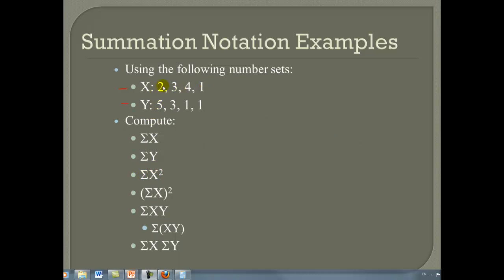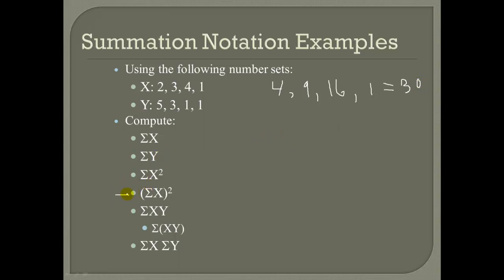Which would give us, okay, 2 times 2 equals 4, 3 times 3 equals 9, 4 times 4 equals 16, and 1 times 1 obviously equals 1. You can see I wrote these out here: 4, 9, 16, 1. That's the square of each of these values. And so we got the square. Now we sum them. So 4 plus 9 plus 16 plus 1 equals 30. Okay, so we got that one done.